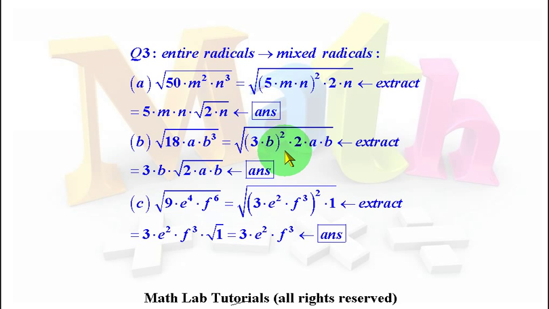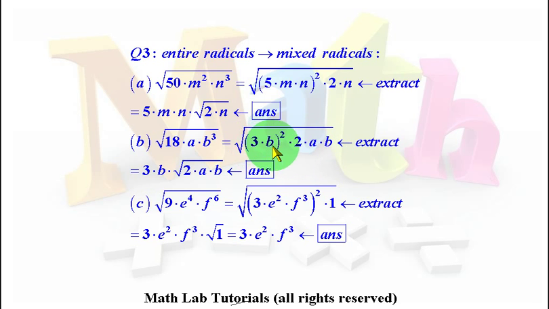Okay, now we have to figure out what the bad guy looks like. We have 3 to the power 2, which is 9. We need 18, so we drop in a 2. We have b to the power 2. We need b cubed, so drop in a b. And of course, the a was left over. So we can identify the bad guy as 2ab.